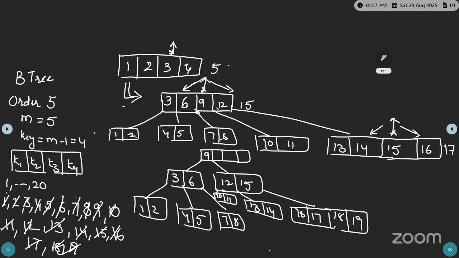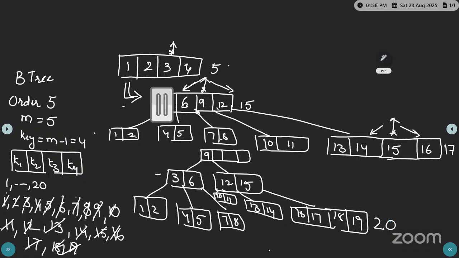Can I draw? 9 is the root node. To the left of 9: 3, 6. To the left of 3: 1, 2. To the right of 3: 4, 5. To the right of 6: 7, 8. To the left of 12: 10, 11. To the right of 12: 13, 14. What is to the left of 15? 13, 14. To the right of 15: 16, 17 and 18, 19. Where does it get inserted? So 20 here.